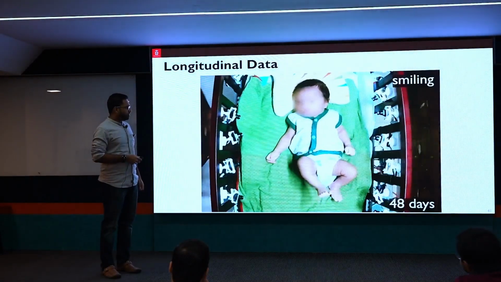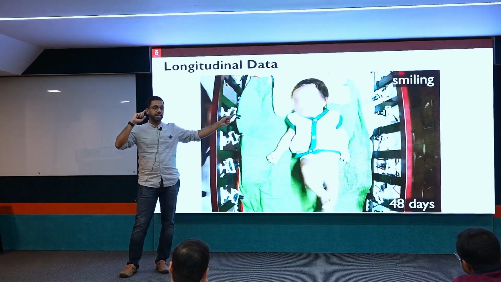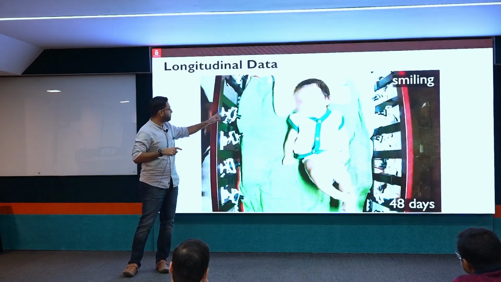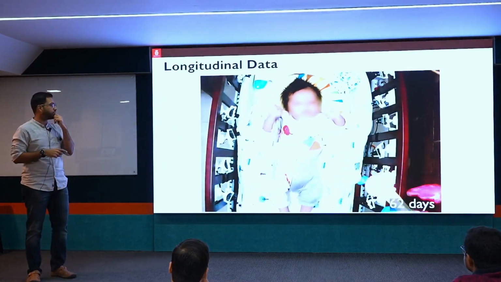And at about 48 days, he starts to develop looking at faces. He starts to attend to faces. So here he's looking at a face, a caregiver, and he's kind of attending to their face. So he's capable of doing that.